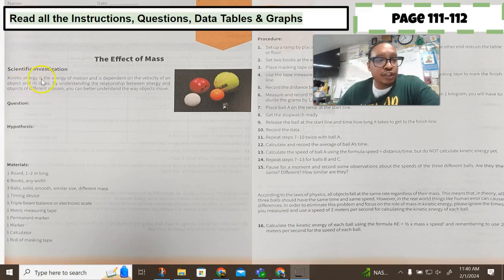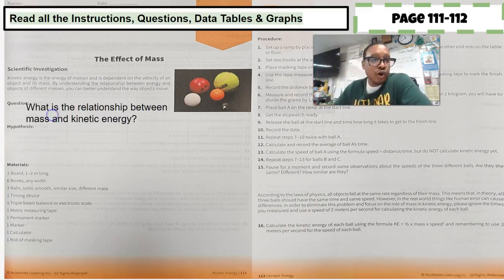So kinetic energy is the energy of motion. Again, this is on page 111, so you can follow along, and it is dependent on the velocity of the object and its mass. By understanding the relationship between energy and objects of different masses, you can better understand the way objects move. Now, for the question, it should have something to do with kinetic energy and mass, something between these 2. So a good one is, what is the relationship between mass and kinetic energy? You can write that one in there.